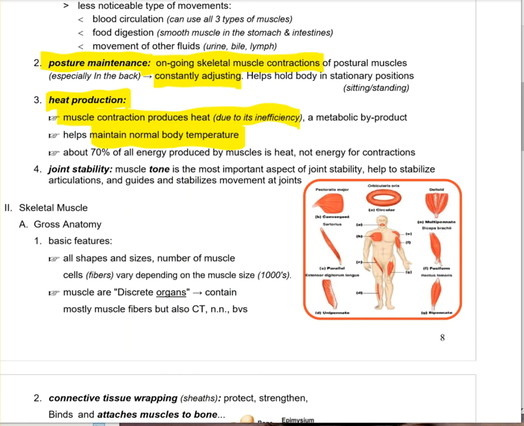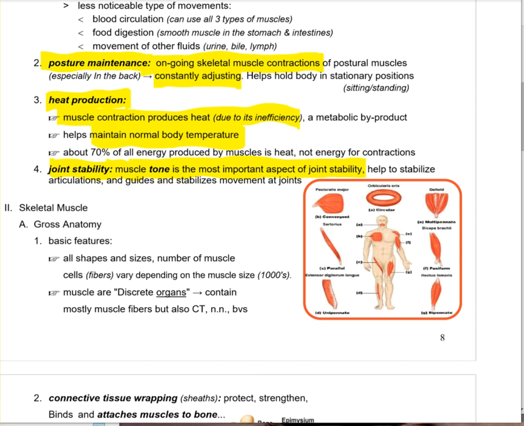The last one is joint stability. And muscle tone is the most important aspect of joint stability. We talked about this when we talked about joints. We need to have that muscle slightly contracted to hold the joint in place and to stabilize movement. And so that's a really important thing.